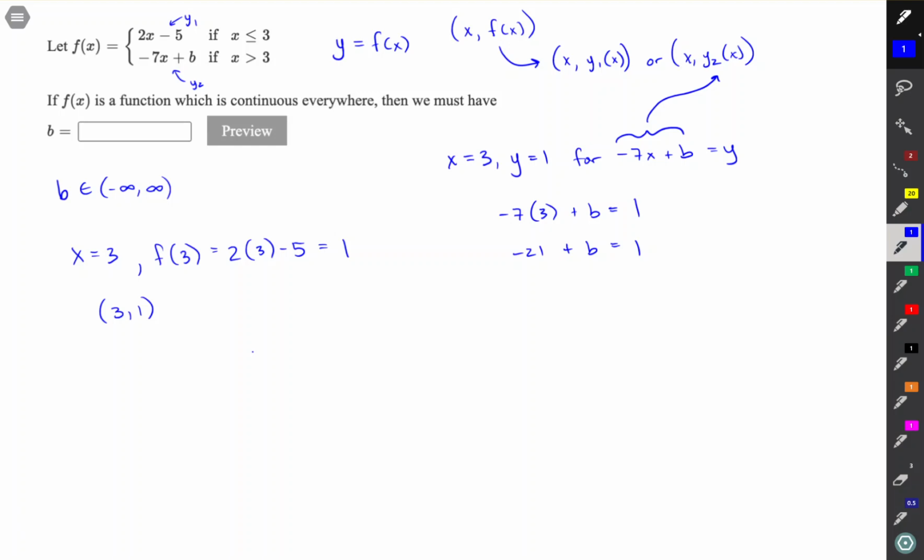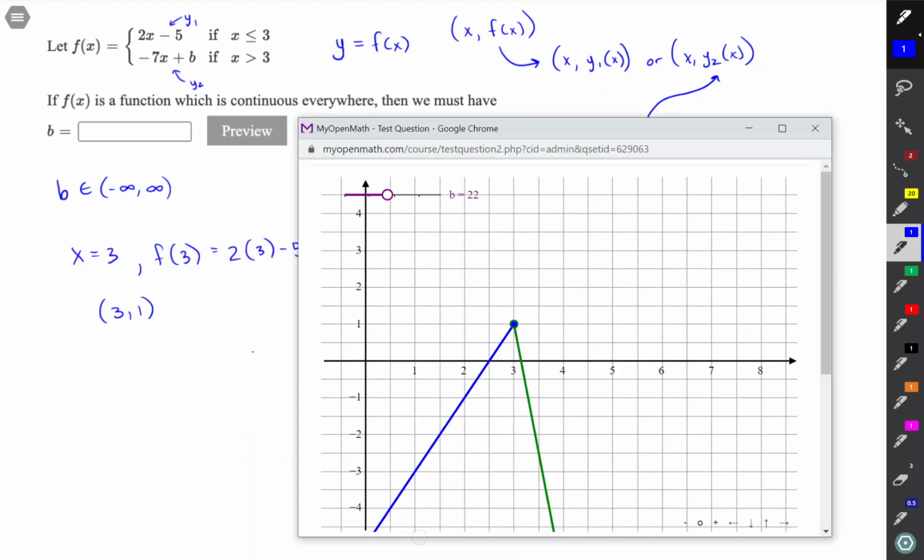Then if I add 21 to both sides, it allows me to solve for b. So b has to be the value 22 in order to make this continuous. And that's exactly what we saw in our diagram, because if you look up here where it tells you what the value of b is currently, when it is 22, those two curves are matching up.